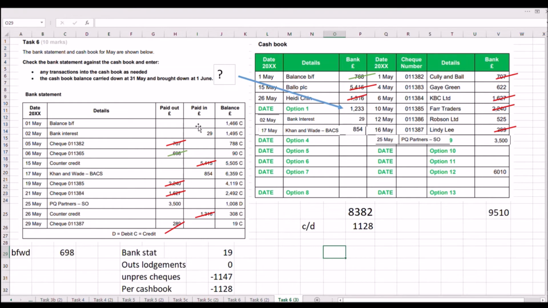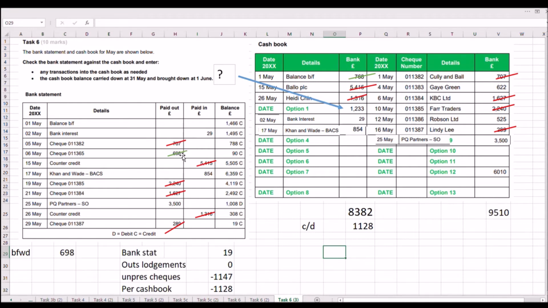And then we're going to see what the difference is between these two figures here. And so the difference between these two figures is 698, and it's a debit of 698. And that means that that item there in the previous month was an outstanding lodgement. So in the previous month's bank reconciliation, that was an outstanding lodgement. It's in the previous month's cash book, so we wouldn't put it in again. So that's the difference. So we tick that one off.